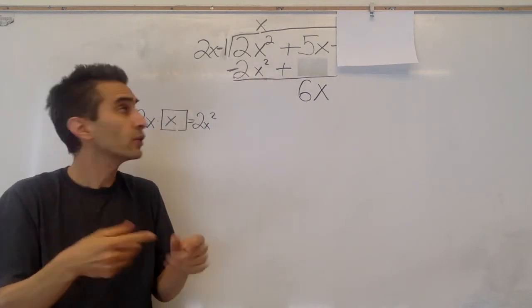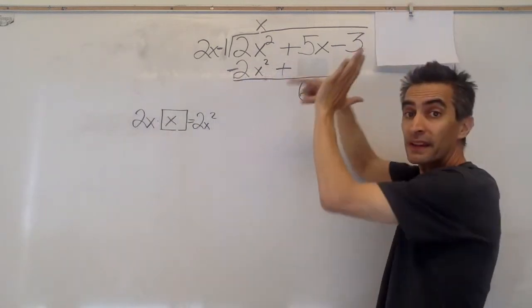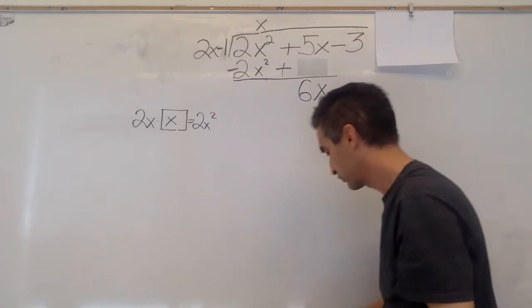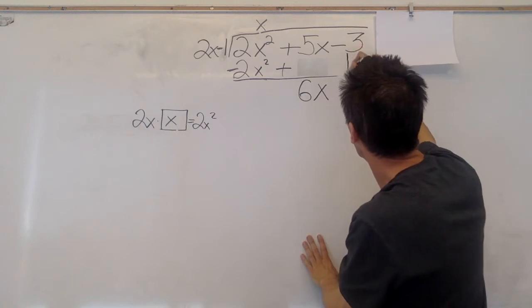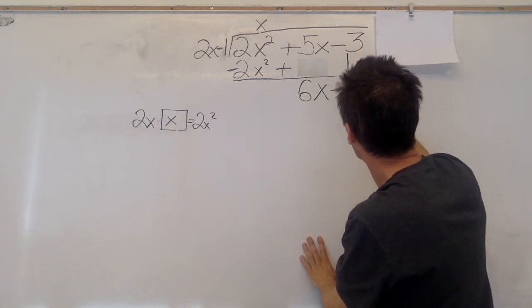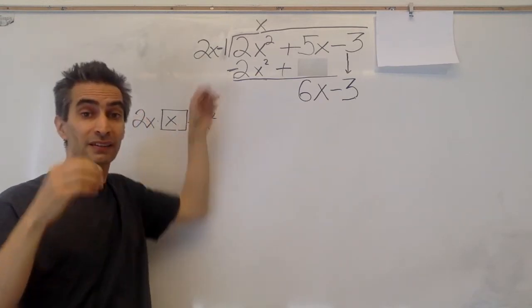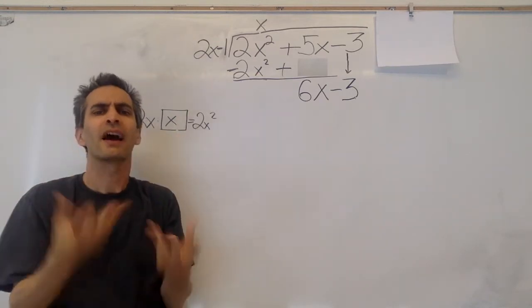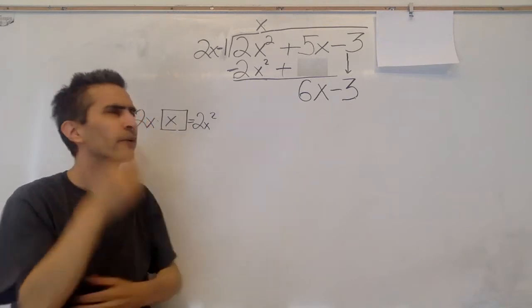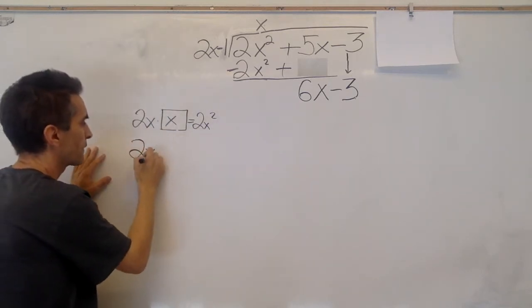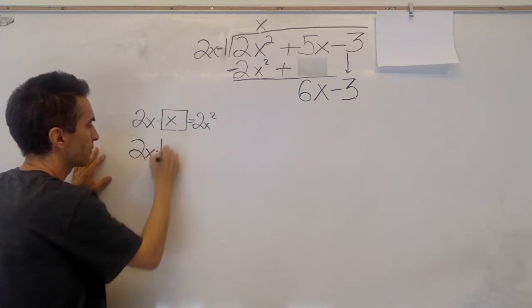Now, what do I do next? That negative 3, the next number next to the 5x, I bring it right down. Now, what do I have to do? I've got to see how many times 2x can go into 6x. Let's think about this. I can write it down here.